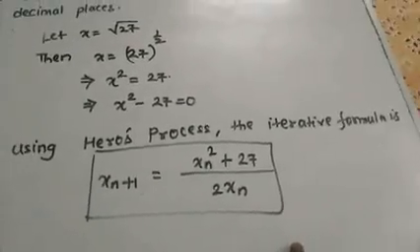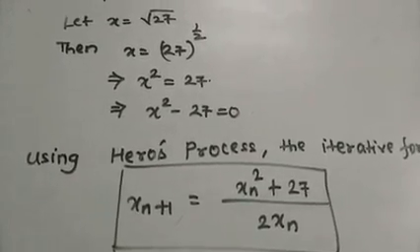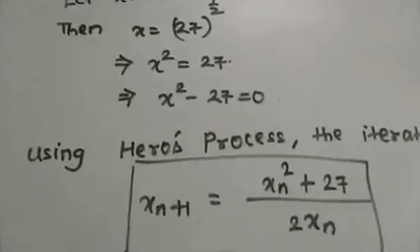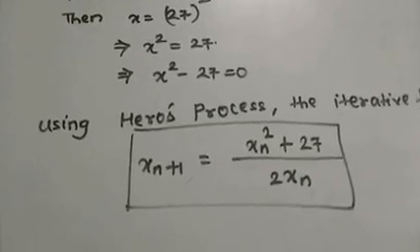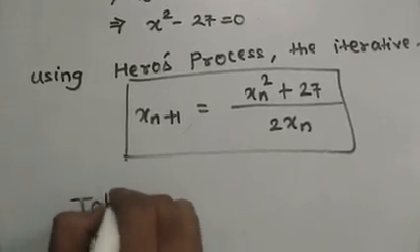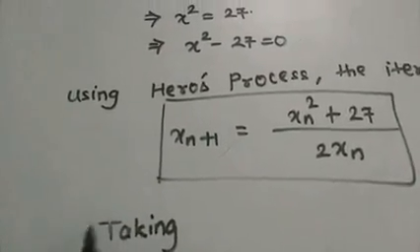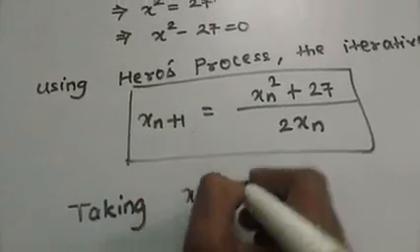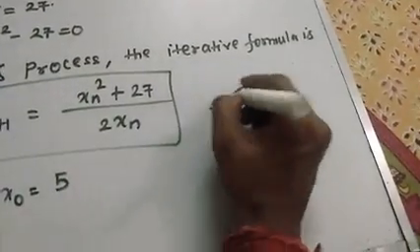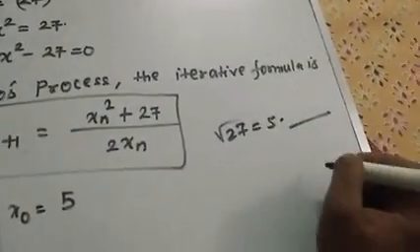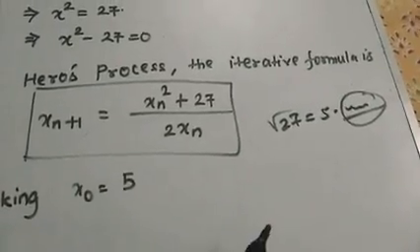Okay. Now we will construct a table and we will find the answer correct to 6 decimal places. Before that, the most important thing is taking the initial point, that means from where the table will start. This depends on the students, how near you can take the value. So I will take x0 equals 5, because if you use your calculator and get the value of root 27, you will get 5 point something. I am just starting with the initial point 5, the nearest to that.